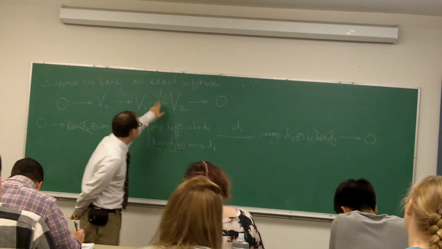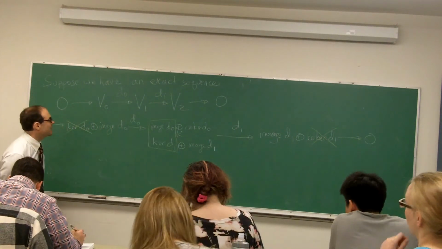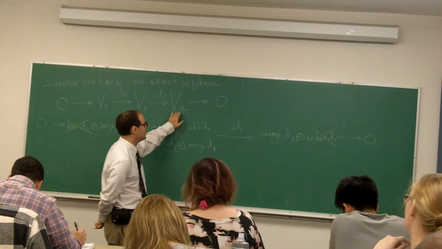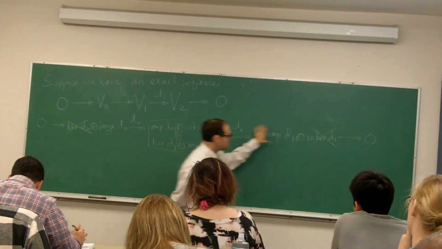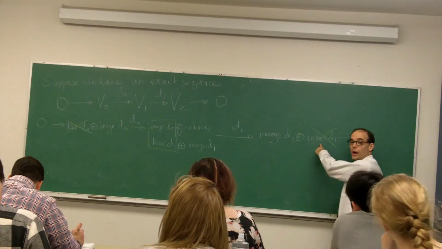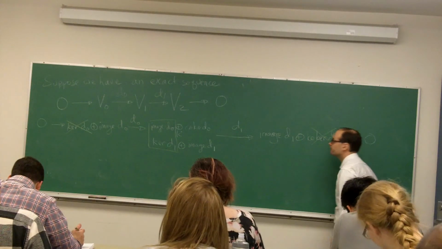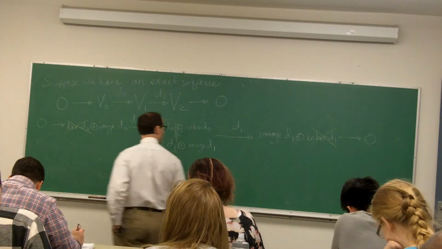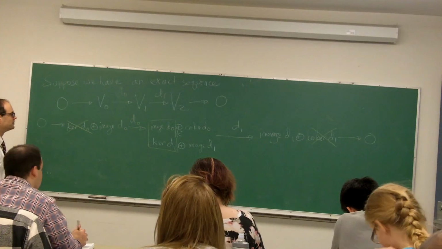So let's state that again. We know that this D1 map is surjective, so the image of D1 is all of V2. Now this space, V2, is this decomposition here. Here's the image of D1, which is all of V2, so this thing better go away. There's no co-kernel.